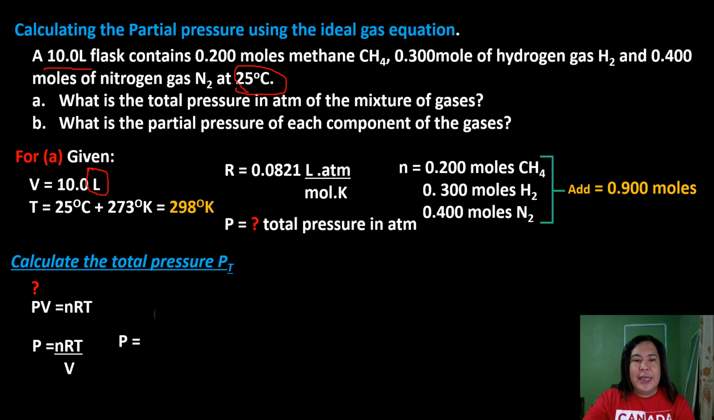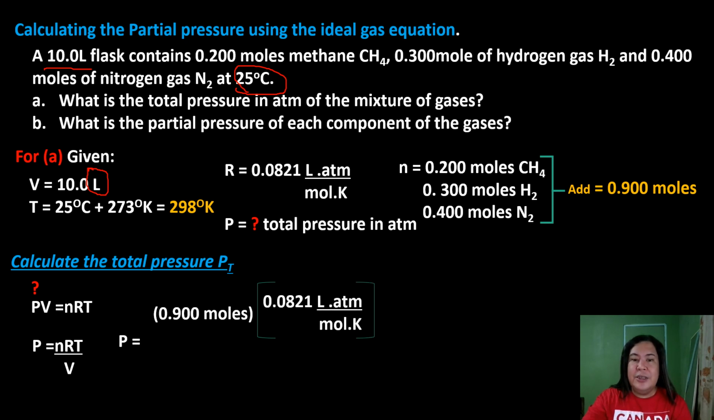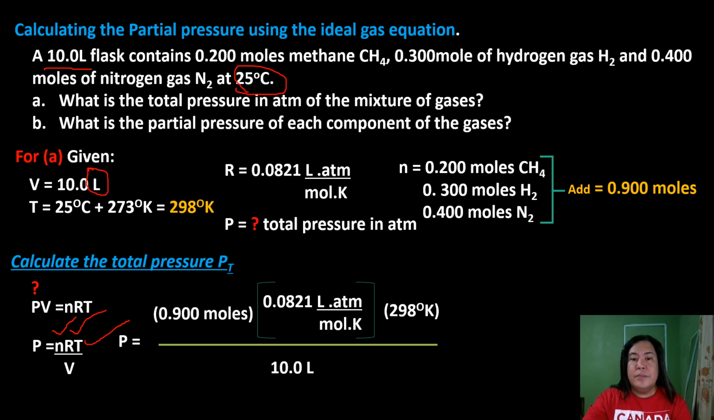Okay? Next, so P is equal to 0.900 moles. So we will be computing now for the total pressure being exerted by the three gases in the 10.0 liter flask. Okay, and then multiply by the universal gas constant, which is 0.0821 liter atmosphere per mole Kelvin, times the temperature. So susundin lang natin, diba? We have the mole, we have the universal gas constant, and we have the temperature, all over the volume, which is 10 liters. And then perform the mathematical operation.